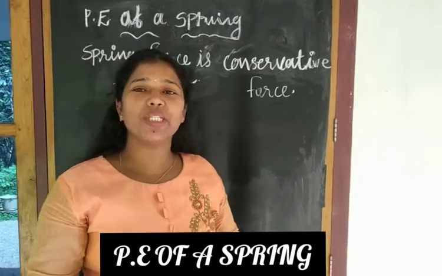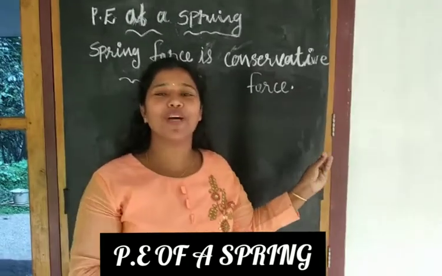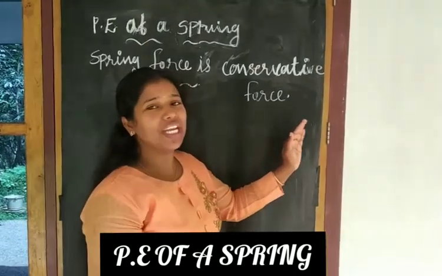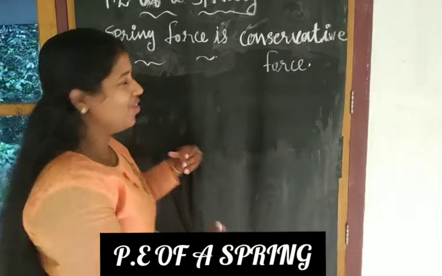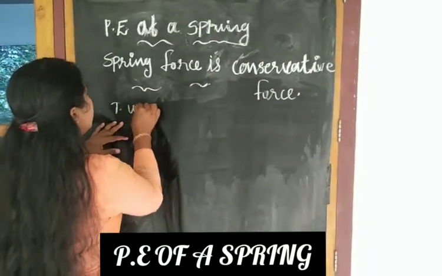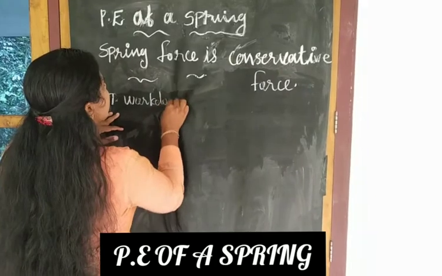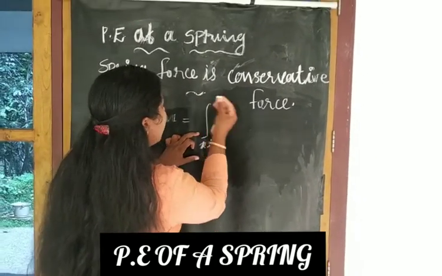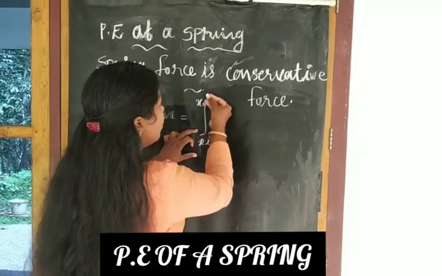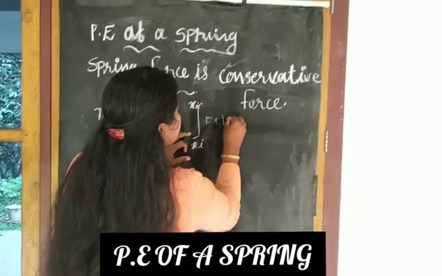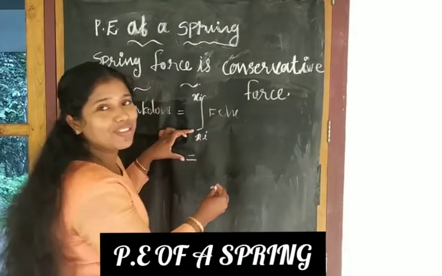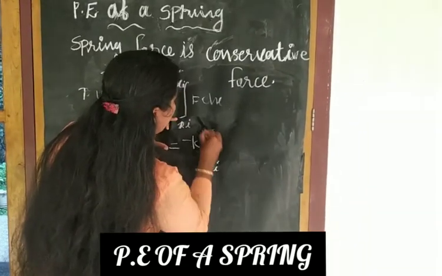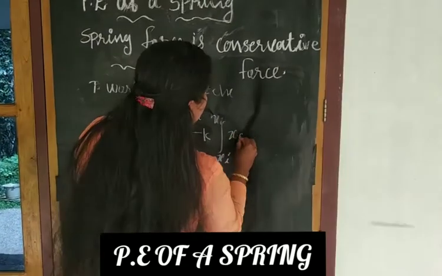Then the spring is displaced from the initial to the final position, and again from the final back to the initial position. It moves first to last, and again last to first. Then we can write the total work done as the integral from xi to xi of F dx. We know that F is equal to minus kx, so we take minus k outside, and the integral from xi to xi of x dx.